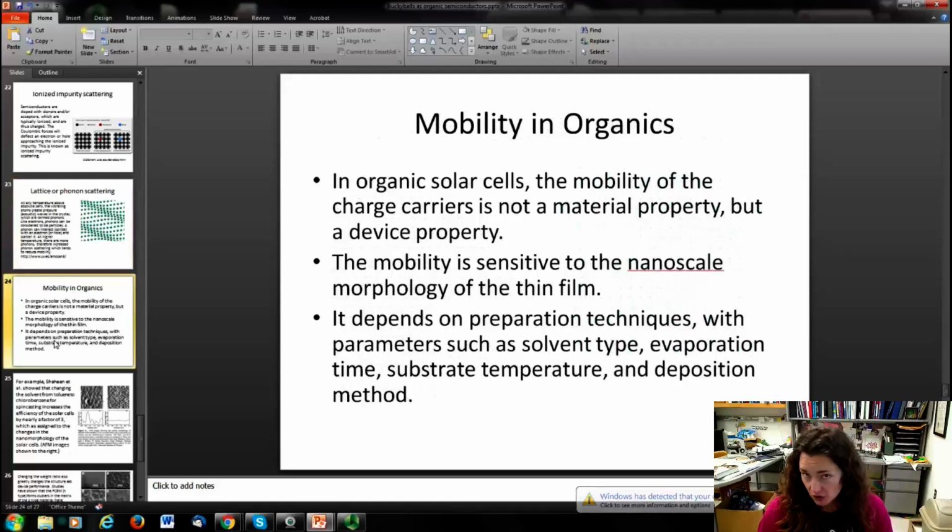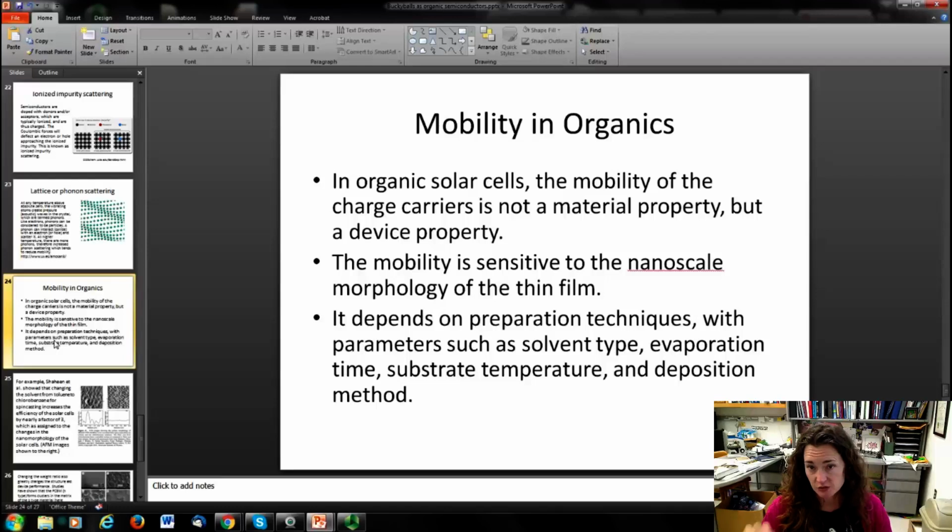In organic solar cells, however, as opposed to the silicon, the mobility of the charge carriers isn't necessarily a material property the way that it is for a semiconducting material. So that 10 centimeters squared per volt second thing that I dictated to you, maybe it's not as important. It's a device property, okay?